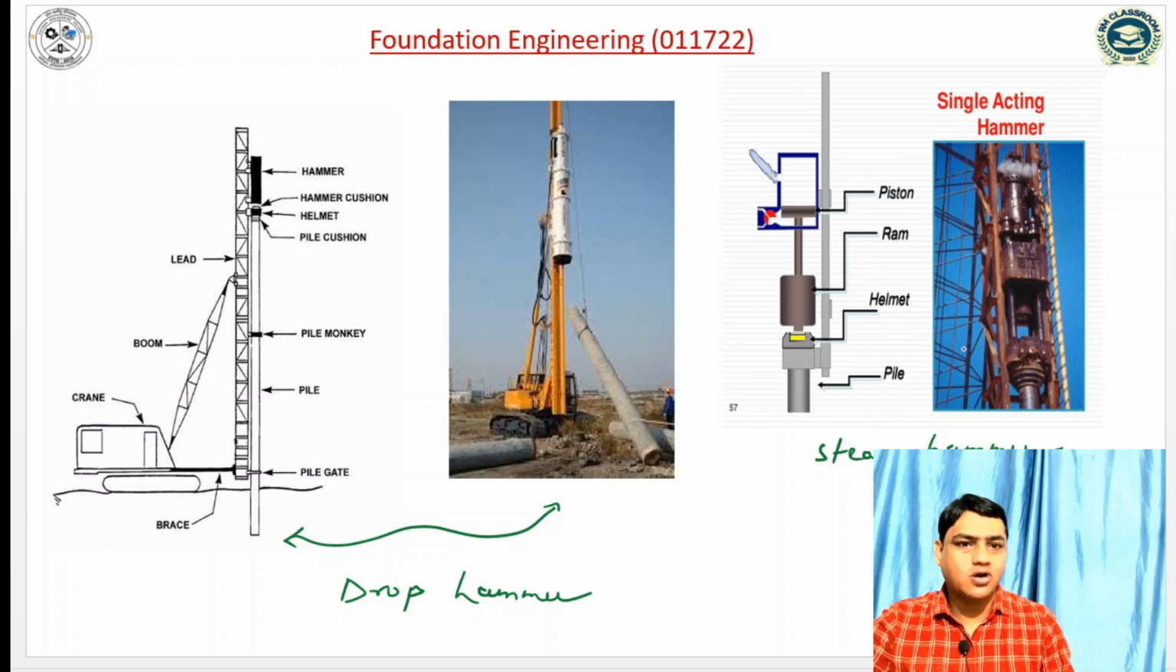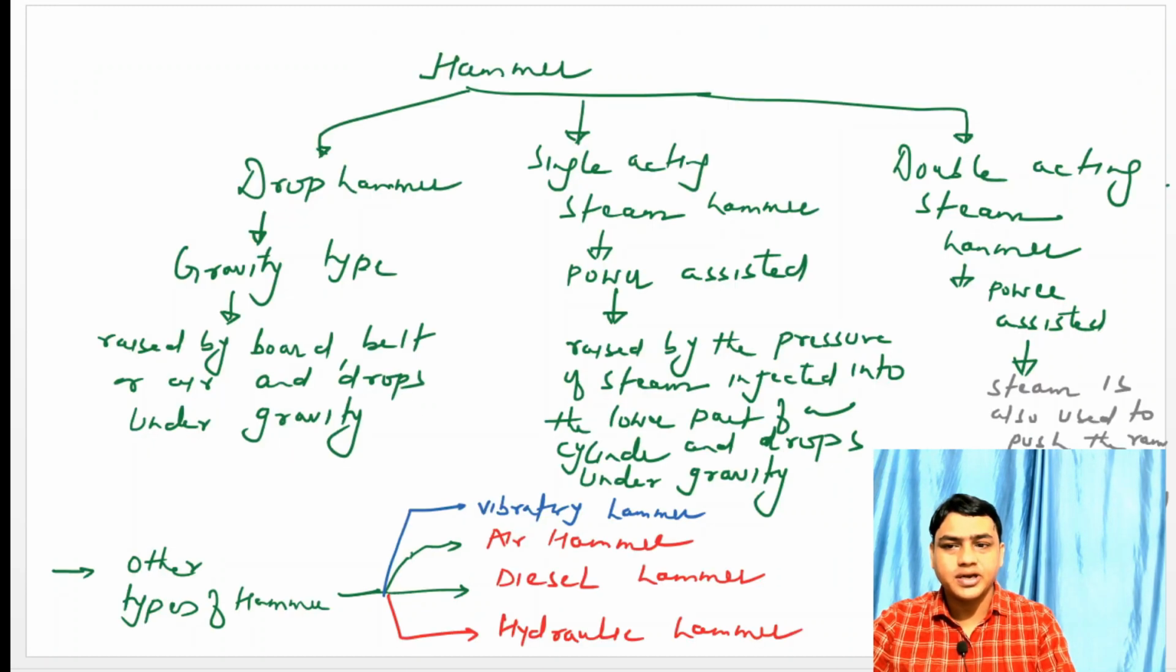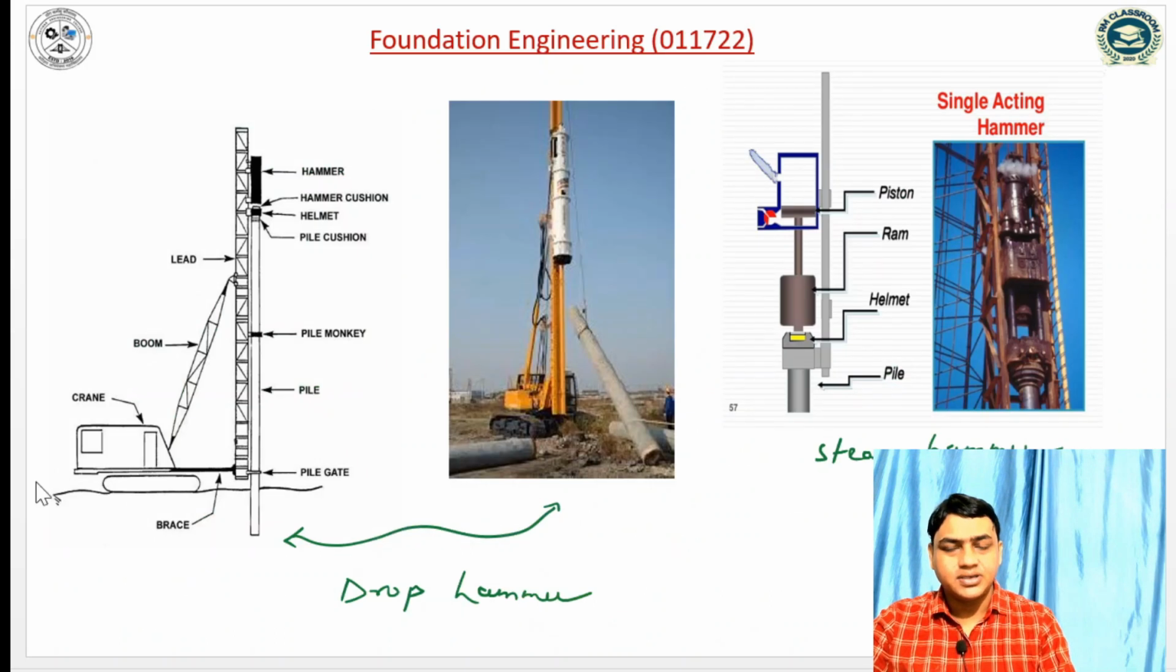The only difference between the drop hammer and steam hammer is that here the hammer is raised by board, belt or air and drops by gravity. That type of hammer is called a drop hammer. In single steam hammer, the hammer is raised by the steam injected in the lower part and then dropped under gravity. And in double acting steam hammer, once again the hammer is raised by the steam, but it is dropped by gravity, and additionally steam pressure is applied to make powerful blows.